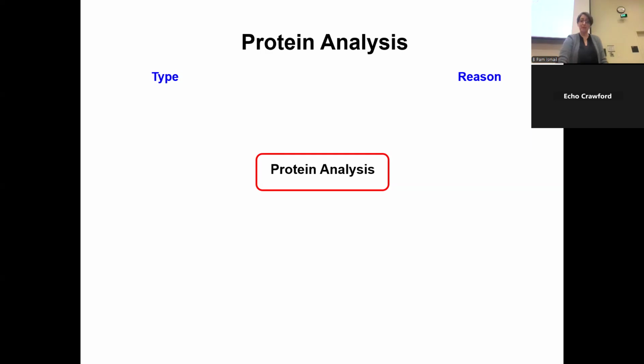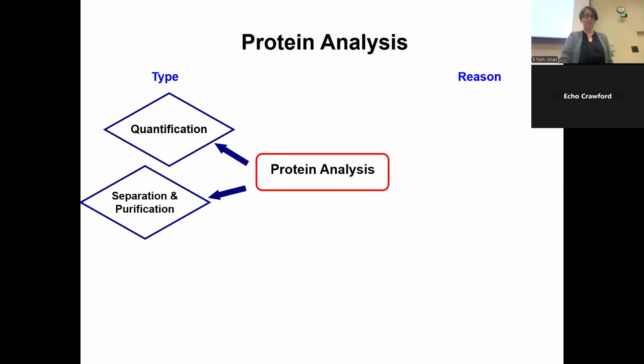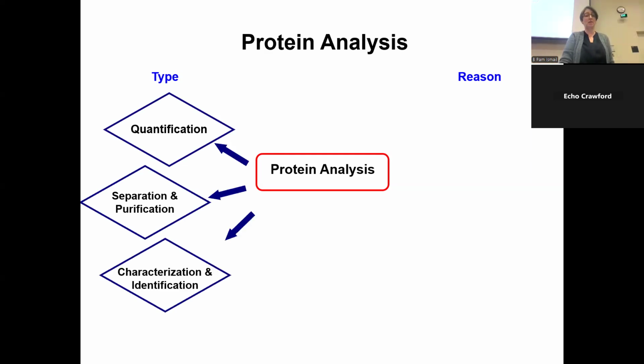Structure. Let me see if this is correct or if I remember wrong. Quantification. Oh, there's separation and purification. Oh, characterization and identification, that includes functionality, structure, identity of the protein, nutritional quality, all of that. So separation and purification is also a protein analysis category. All right, so good.